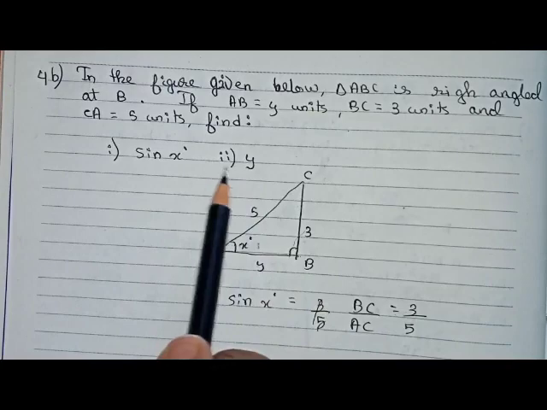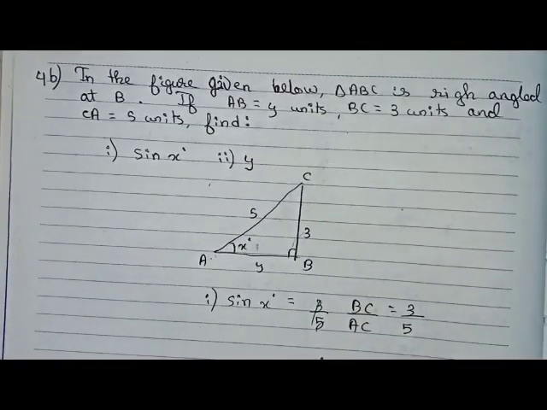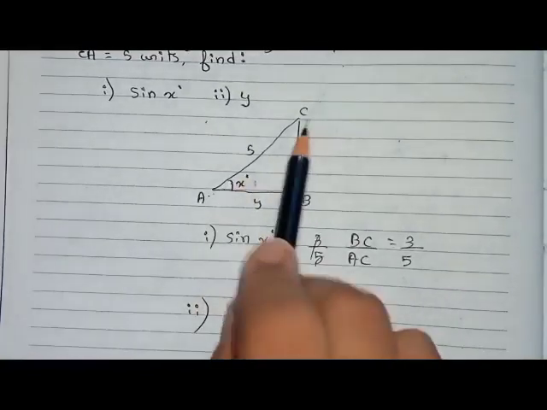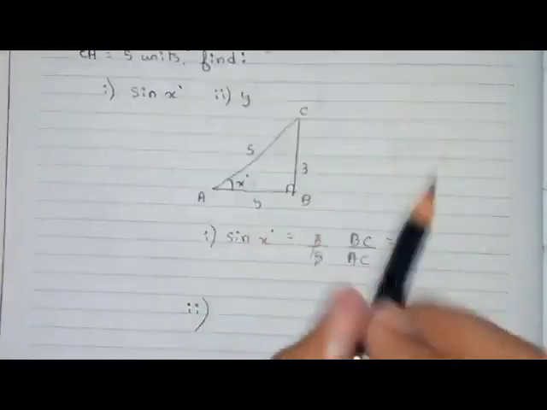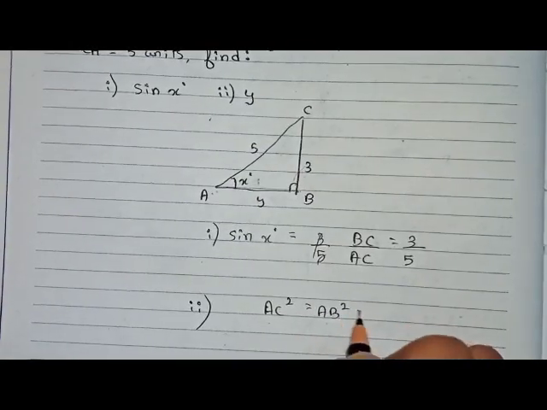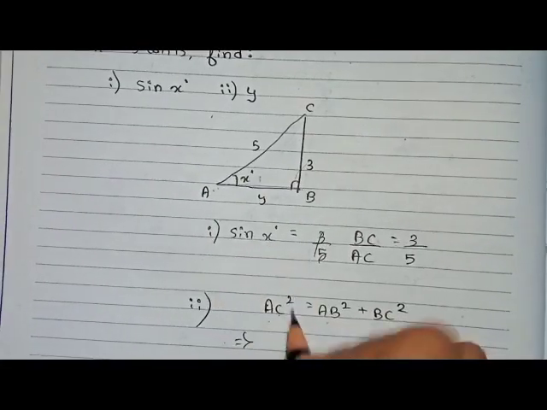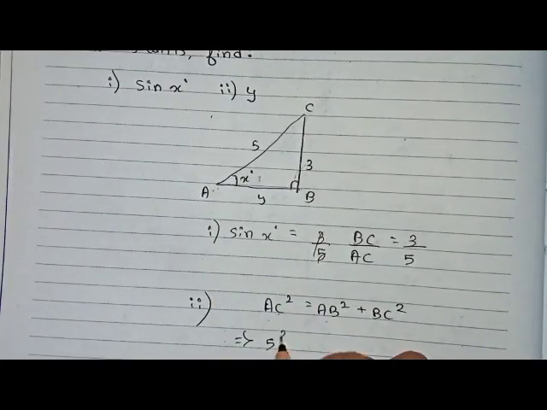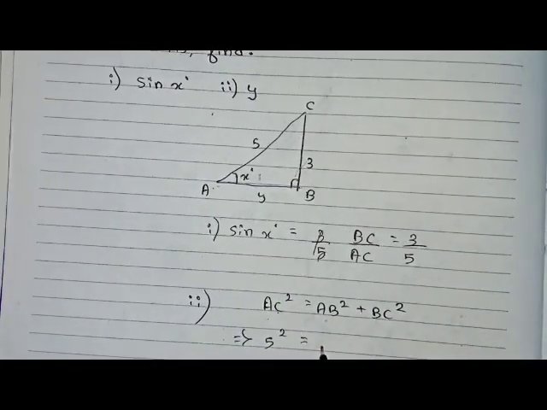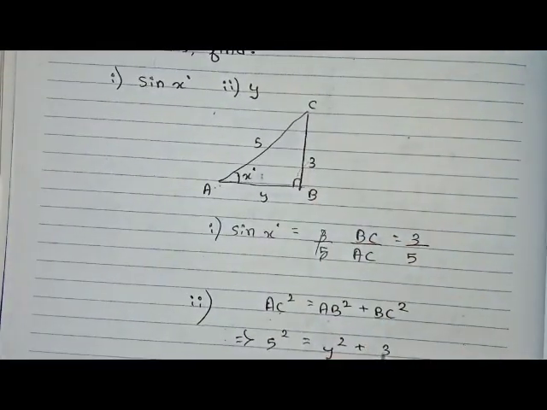So y we will find out by the Pythagoras theorem. So number 2. So in this triangle, if we apply the Pythagoras theorem, AC is the hypotenuse. So AC square will be equal to AB square plus BC square. So I put down the values. AC square is our 5. So 5 square is equals to AB. AB is y. So y square plus BC square. BC is 3. So 3 square.